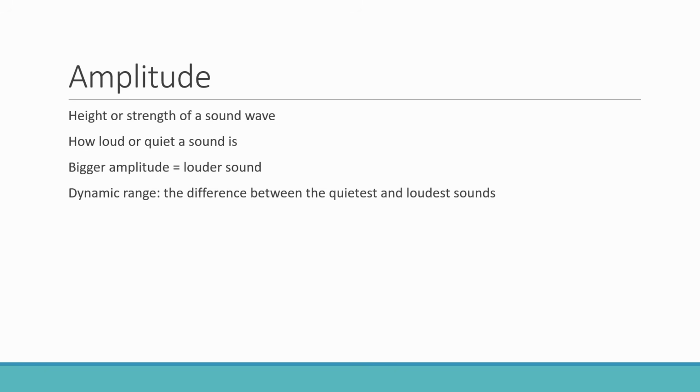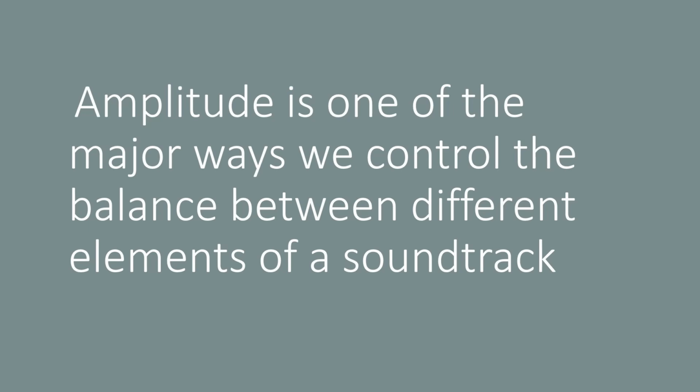In audio editing, when it comes to the amplitude of sound, we can also think in terms of dynamic range. This is the difference between the quietest and loudest sounds in an individual clip or the timeline as a whole. When you're editing audio, you're often adjusting the amplitude to either increase or reduce the volume. This is why understanding how amplitude works is so important when mixing. It's one of the major ways we control the balance between different elements of a soundtrack.